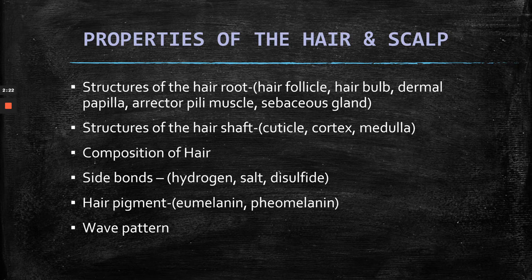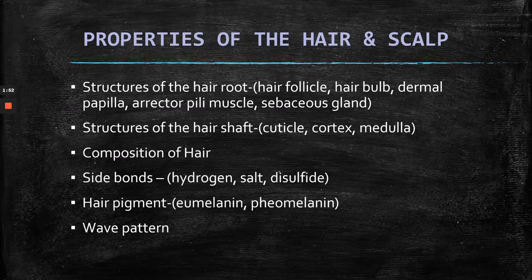Compositions of hair, your side bonds, your hydrogen bonds, your salt bonds, your disulfide bonds. You want to know how they're broken and how they're reformed. As an example, hydrogen bonds are broken by water or heat, and they're reformed by cooling or drying. Hair pigment, eumelanin, black to brown, pheomelanin, red to blonde. Also, I like to remember pheomelanin like Fiona from Shrek.